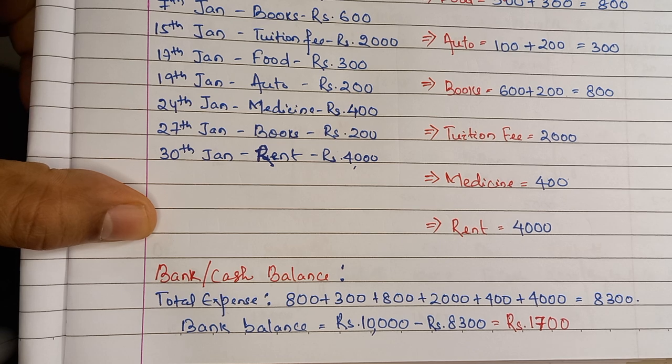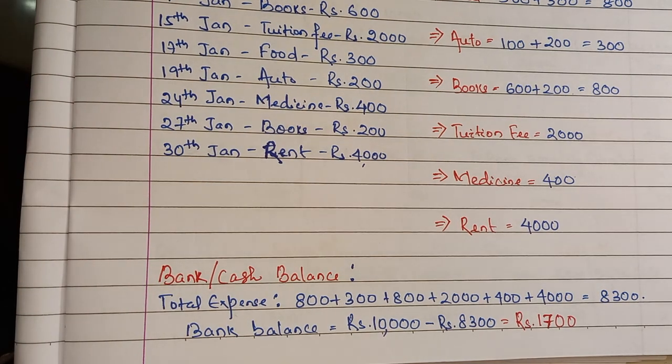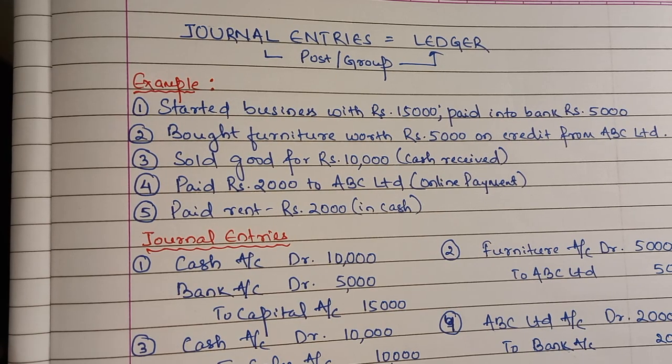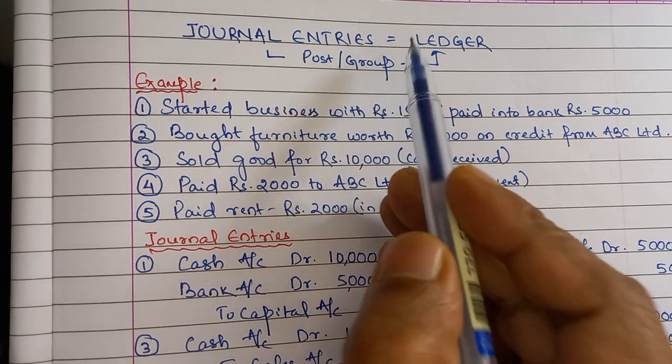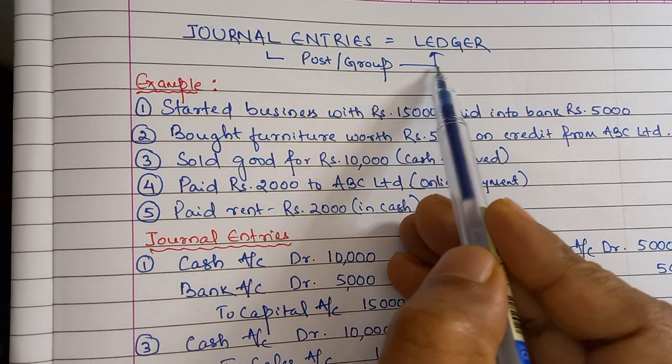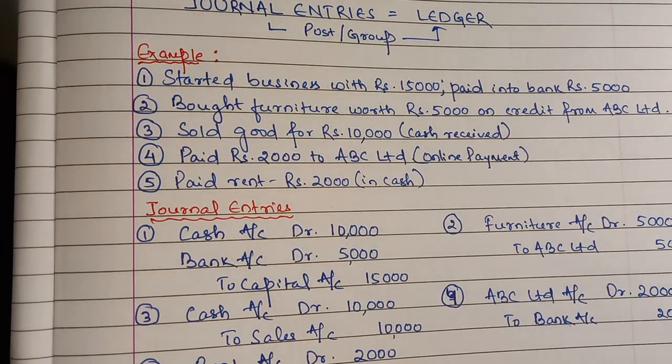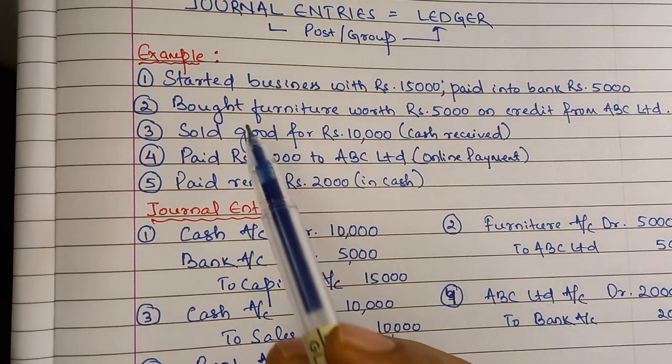Correct. Let's get into another example so that we'll have more clarity about preparing the ledgers. Now let's take a business example so that we'll have more clarity how the journal entries are posted and how the ledger is prepared. So generally your journal entries are posted in a group under ledger, right? So let's take a business example and try to understand how the ledger is prepared.